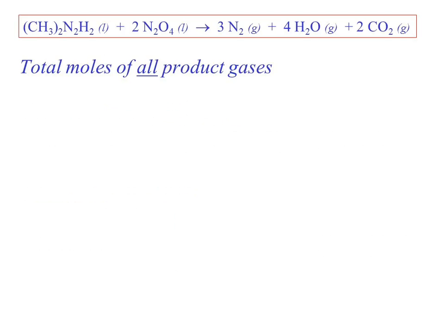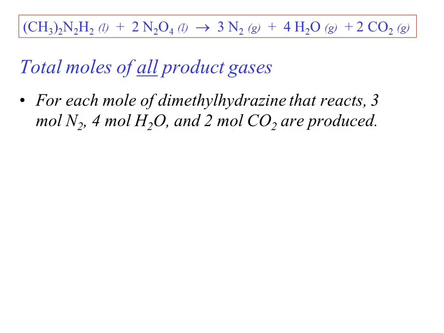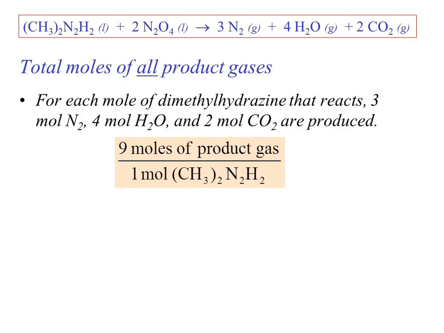Or we could recognize that for every 1 mole of dimethylhydrazine, you form a total of 9 moles of product gases. If you add the coefficients of 3, 4, and 2, from the nitrogen, the water, and the carbon dioxide gas, that's 9. So you get 9 moles of product gases for every 1 mole of your limited supply reactant. The coefficient in front of the dimethylhydrazine is 1.